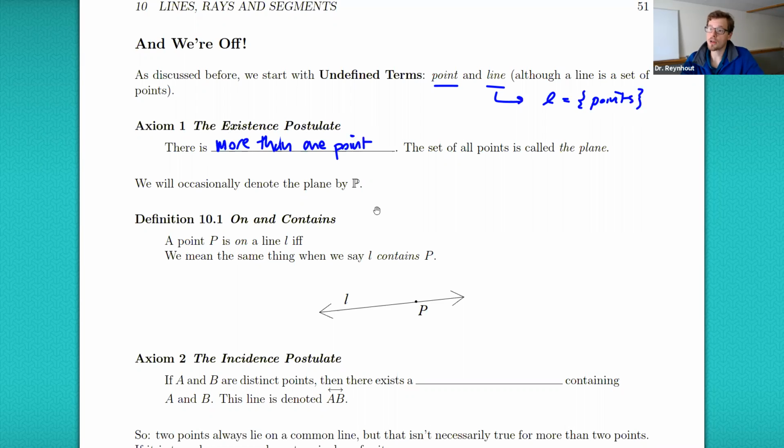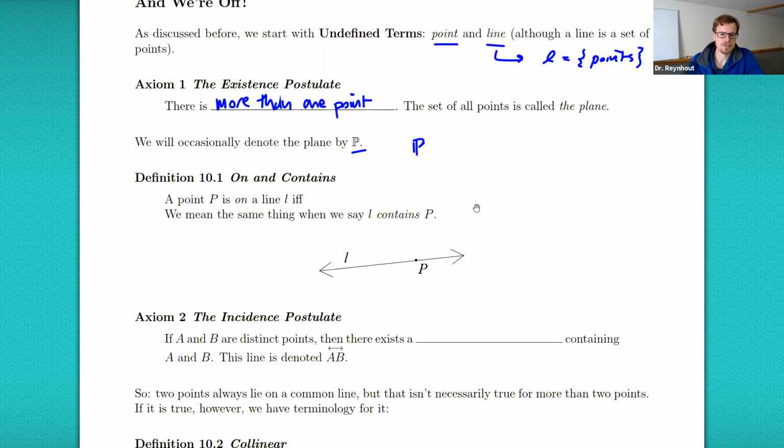And the set of all points is called the plane. Excellent. Much like we have notation for the real numbers, we can also denote the plane by P with double lines.